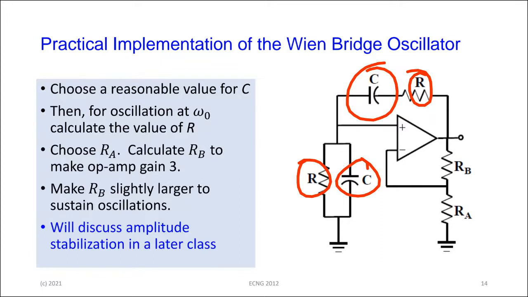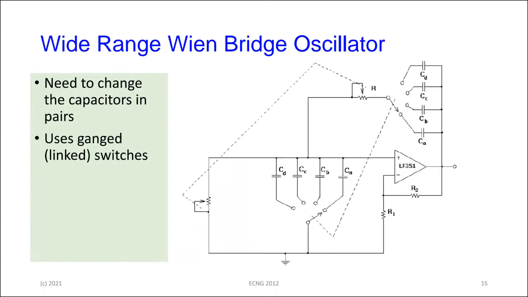So it is possible to get a multi-range or a wide range oscillator using the Wien-bridge circuit. But to do that now, you have to have an area where you switch both the capacitors and the resistors together. So a typical example of that kind of thing would be this circuit that we have here. The capacitors switch together. They use something called ganged switches. In other words, there's two switches. It's a rotary switch, one on top of the other.